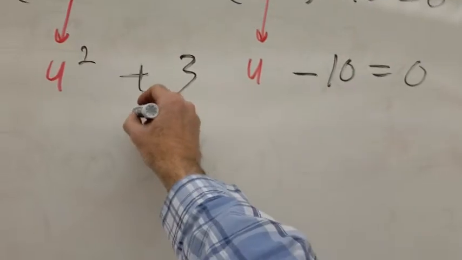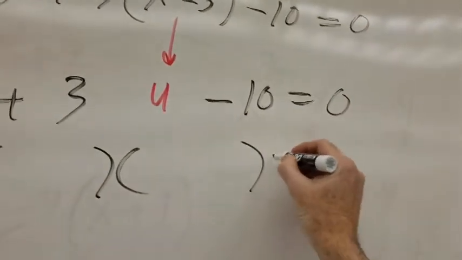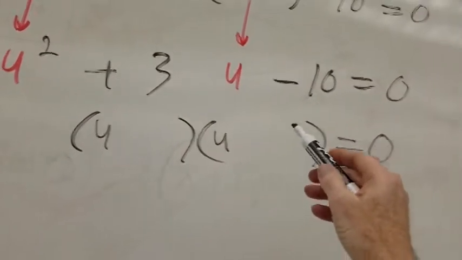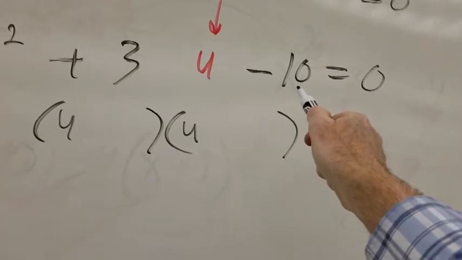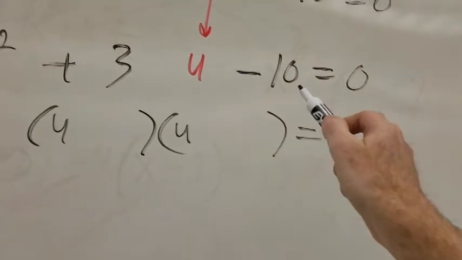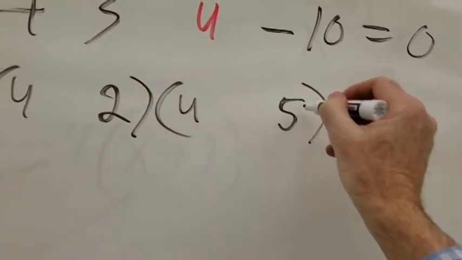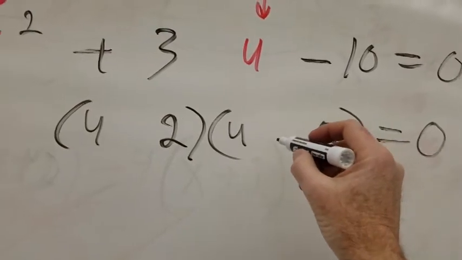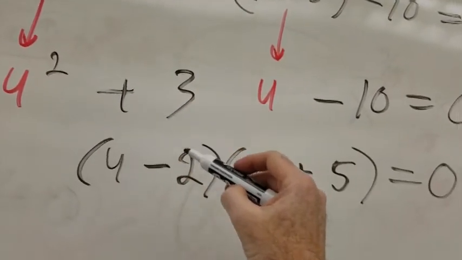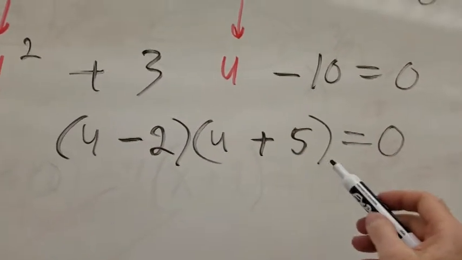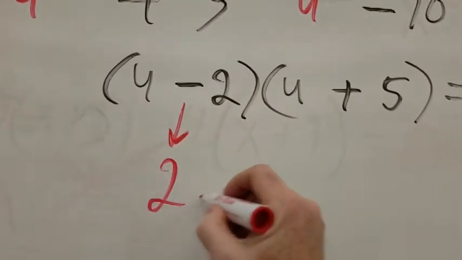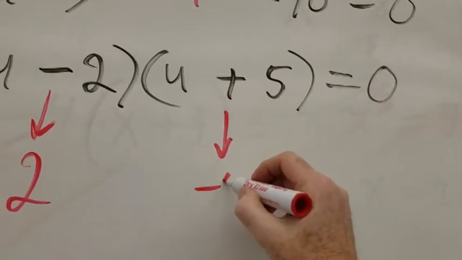So that's the next step. Next step is to factor. Put my U there. I need something and something equals 10, but when I add or subtract it, I get 3. Well, how about 2 and 5? 2 times 5 makes 10. But if I have a plus 5 and a negative 2, I can get positive 3. And when I multiply them, I get that. So I've got my answer there. And the answer here is flip of this one. So U equals 2 or U equals negative 5.